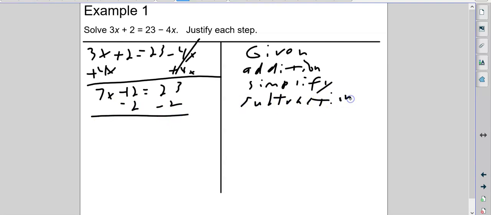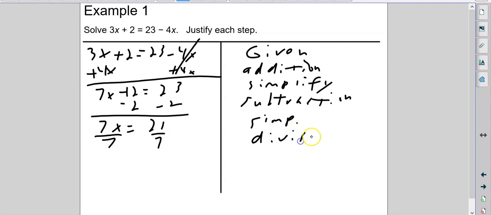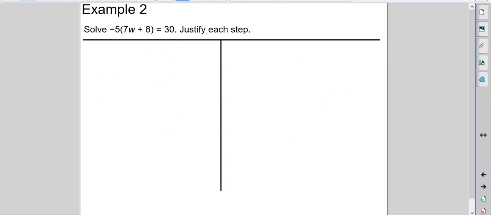Nothing too tricky here. So that's going to give me 7x equals 21, which is, just simplifying again, I can abbreviate that. Now, I'm going to get rid of the 7 by division because it was multiplied. So that's the division property. And that gives me x equals 3. And that is my solution. So we're just doing basic algebra here. All right.